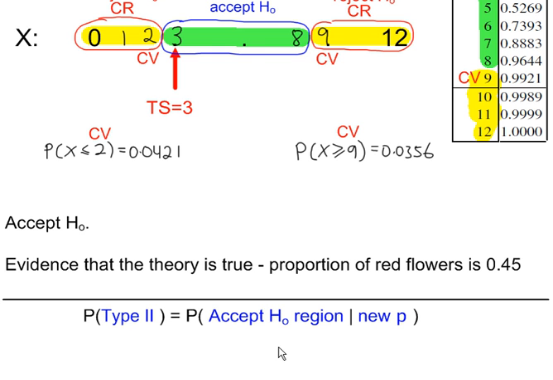And because we've accepted H0, it's possible that a type 2 error was made, and the type 2 error can be calculated using some new value of P and the acceptance region. So in this context, the probability of a type 2 error is the probability that x is between 3 and 8 inclusive, given some new value of P.